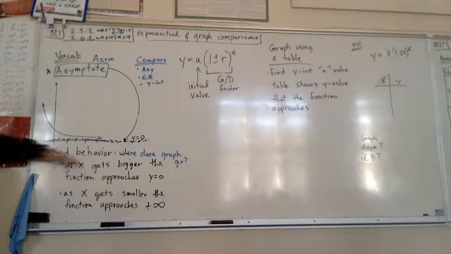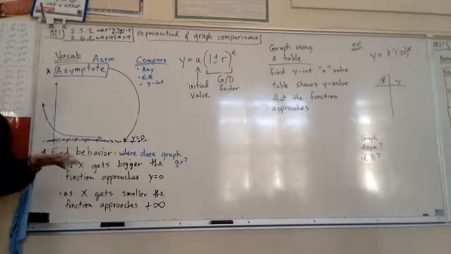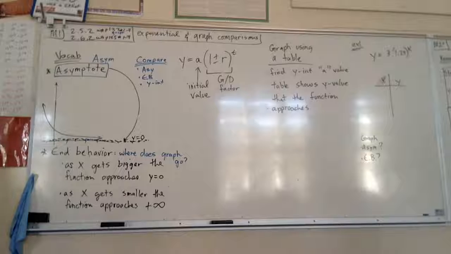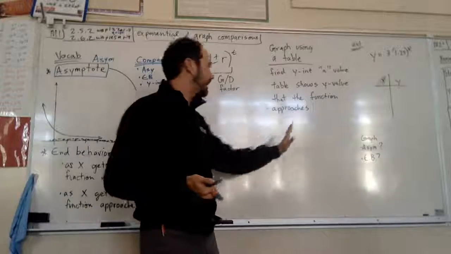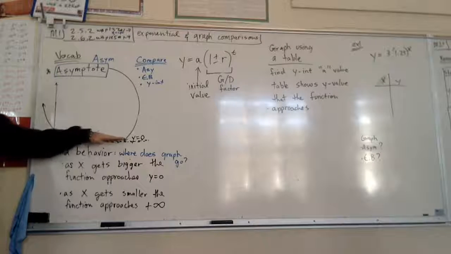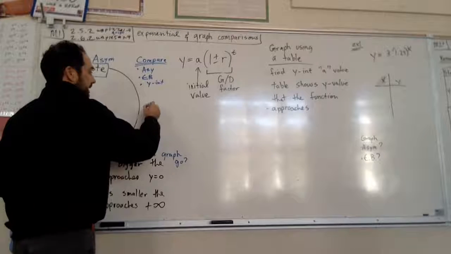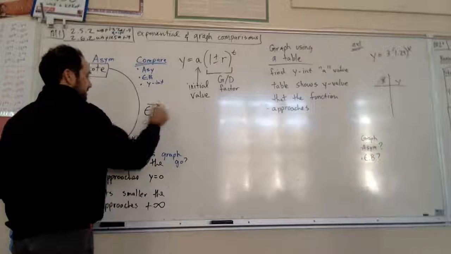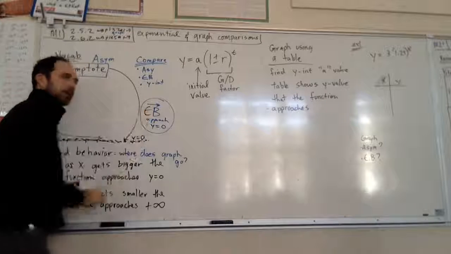The end behavior: where does the graph go? Does it go in this direction? Does it go up? Does it go down to the asymptote? We just have to describe this. Okay, so this is how I would describe it. As x gets bigger, so when I get over here towards the larger x values, the function approaches y equals 0. It approaches the asymptote. Okay. You can even write it this way: the end behavior in this direction is approaching y equals 0. That's fine for talking about end behavior.